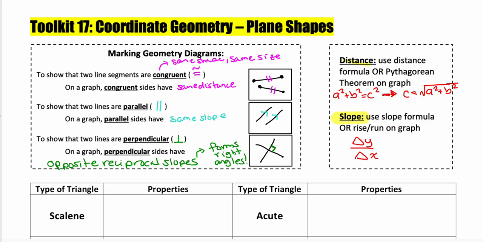So this is the important information that you have to use and have to find to be able to mark the diagrams, to find the distance and the slope, so that we can prove the properties that we're going to be utilizing.